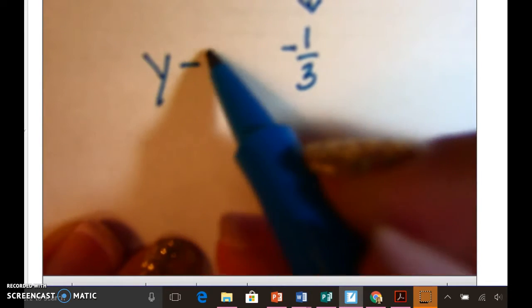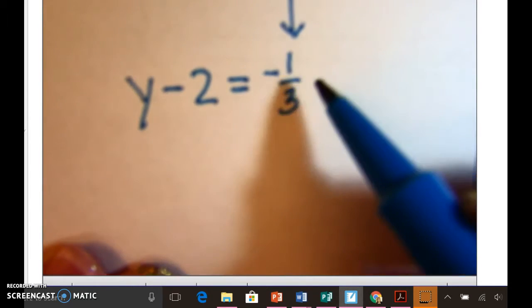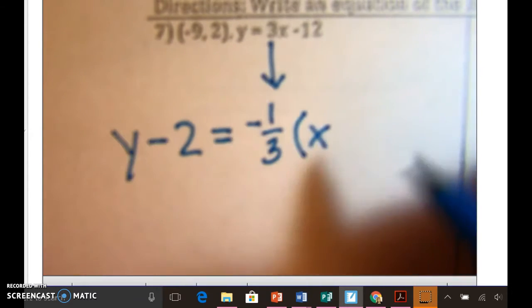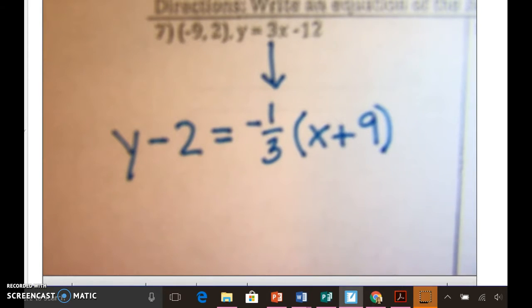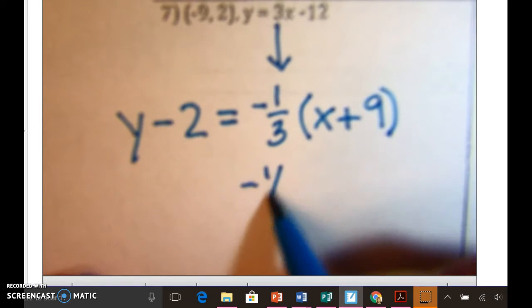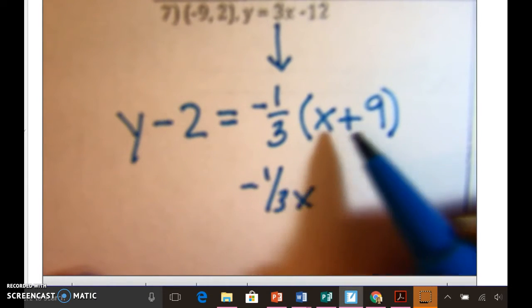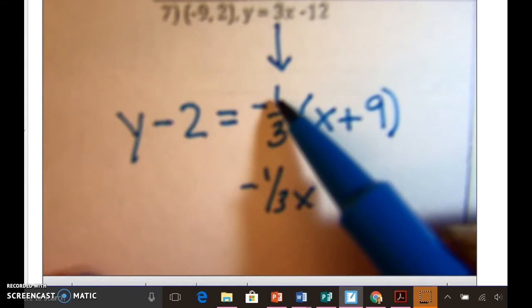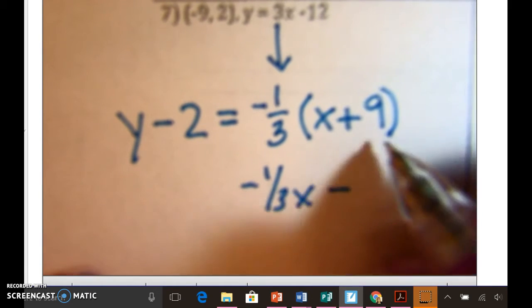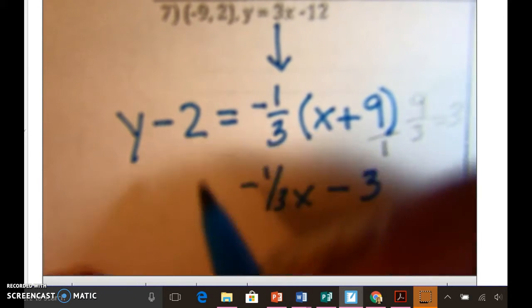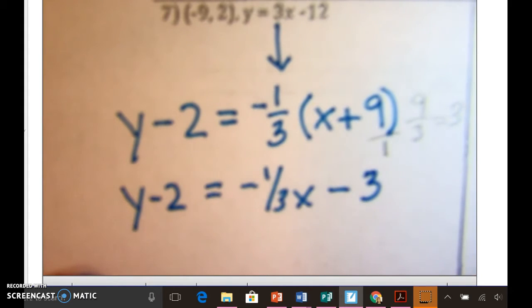So down here, this is my x and y. That would be y minus 2 equals the slope, x minus -9, minus -9 is like +9. And then you distribute. -1/3 times x is -1/3 x. -1/3 times +9, well, negative times a positive is negative, and then it's going to be 1/3 times 9/1, which is 9/3, which is minus 3 equals, and this hasn't changed.